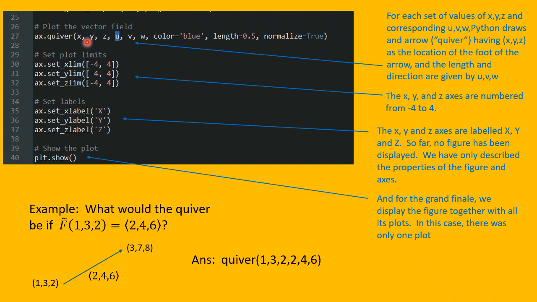As an example of what's going on with this ax.quiver, let's ask the following question. What would the quiver be if we wanted the vector field f at the point 1, 3, 2 to be the vector 2, 4, 6? In other words, we're going to have a vector out in space somewhere. It starts at the point 1, 3, 2, and this vector is 2, 4, 6. So what would be the coordinates of the end of this arrow up here? Well, we would get it by 1 plus 2 is 3, 3 plus 4 is 7, and 2 plus 6 is 8. And so to get this arrow drawn in a figure, we would use quiver(1, 3, 2, 2, 4, 6). The coordinates of the beginning of the vector, the arrow, and then 2, 4, 6 is the vector itself.